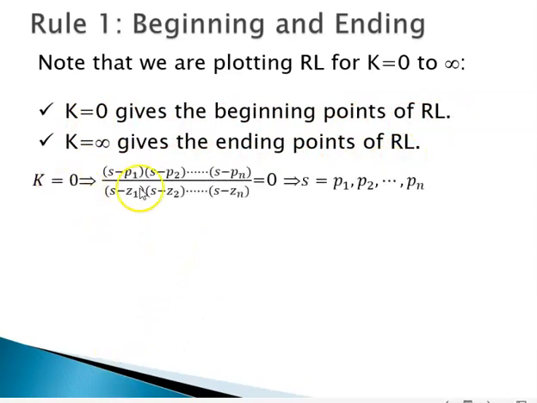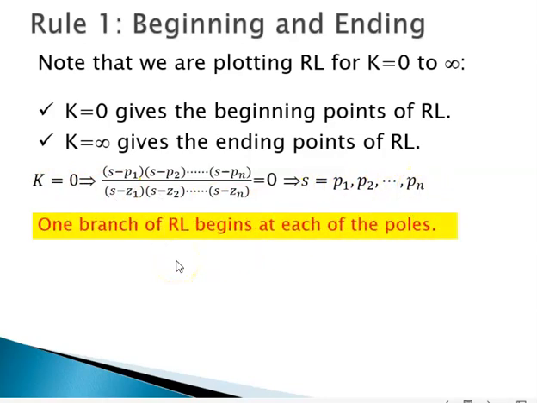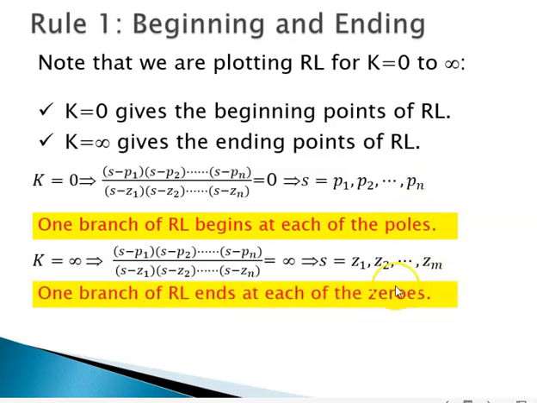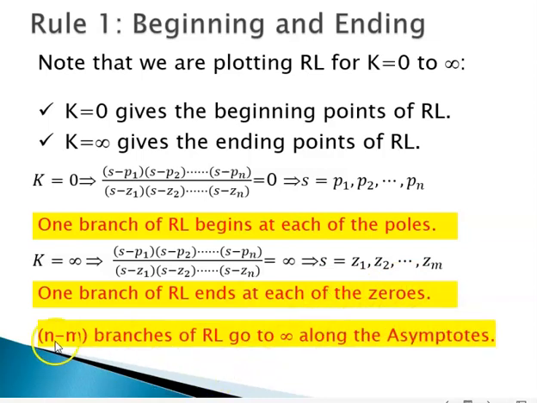So k is equal to 0 means all this is equal to 0, because we have written all this is equal to minus k. K is equal to 0 means the poles. So at each one of the poles you have one branch of the root locus beginning. Similarly, at each zero, one branch terminates. So there are n beginnings and m endings. So the difference n minus m is the number of asymptotes along which the root locus plot goes to infinity.